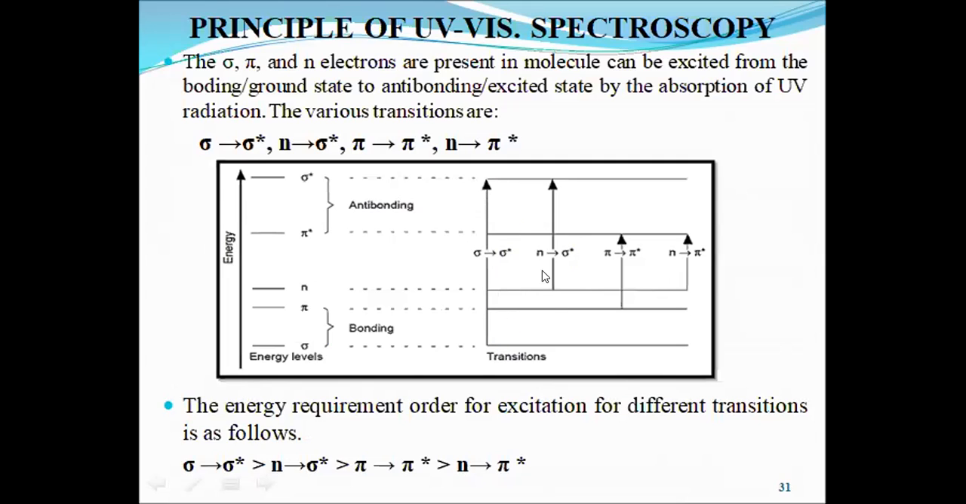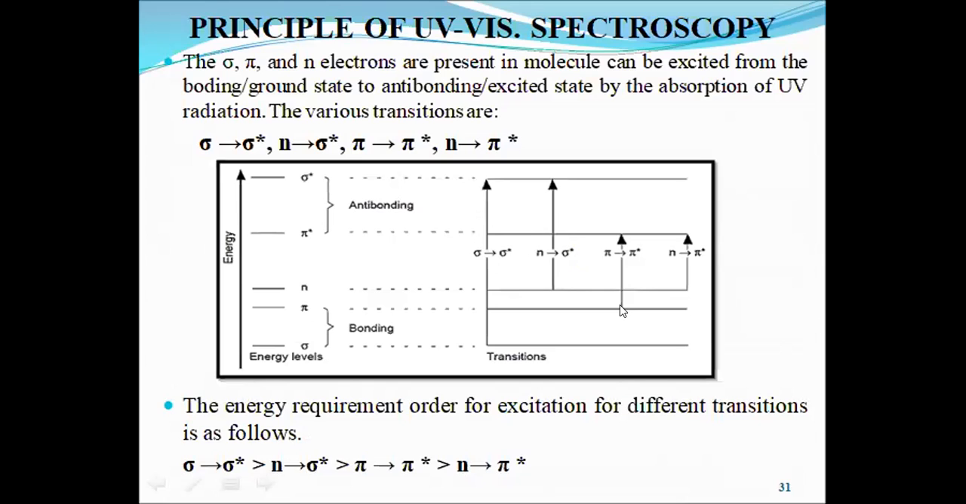Whereas the second transition is non-bonding to sigma star. This is sigma star and this is non-bonding. So the lone pair of electrons, when they get transferred to this sigma star, the higher energy excited state, then this n to sigma star transition will take place. This will require less energy as compared to the first, that is sigma to sigma star. This normally does not occur because it is not capable of absorbing the UV radiations.